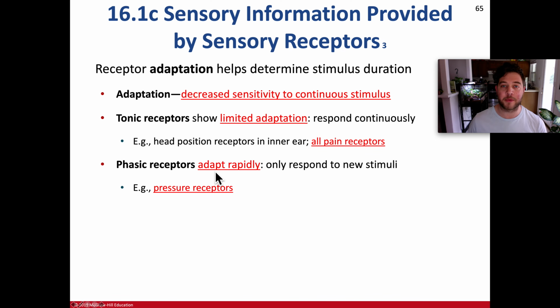Phasic receptors adapt rapidly and only respond to new stimuli. These are going to be your pressure receptors. Again, think of the receptors around the hair follicles in your hands as you're holding something. It's that thing where you're holding your phone and asking, where is my phone? I have no idea where it is. And you don't even realize that you're holding it in your hand because it's something we've become adapted to.